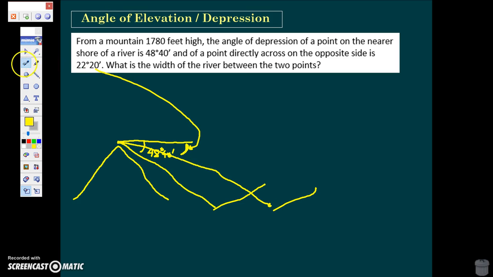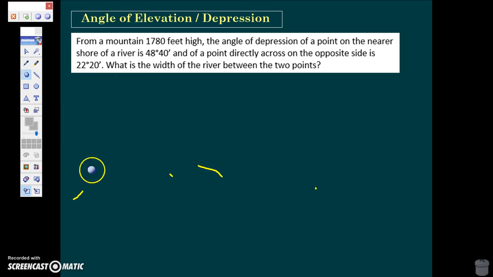Now let's simplify the figure into what we know: simple right triangles. So basically, let this be the height of the mountain. This is our level ground.